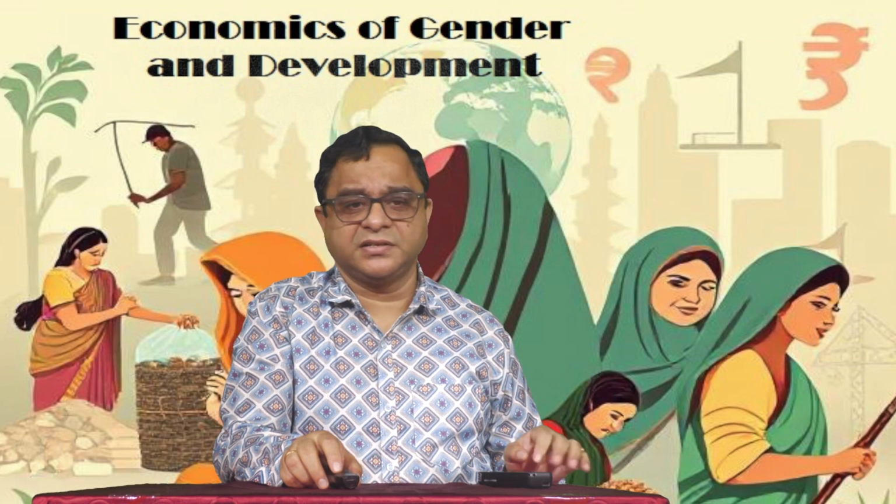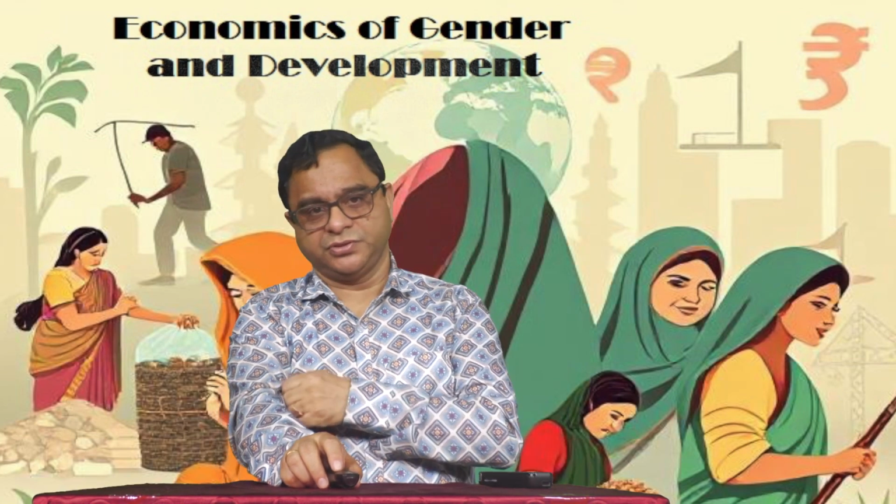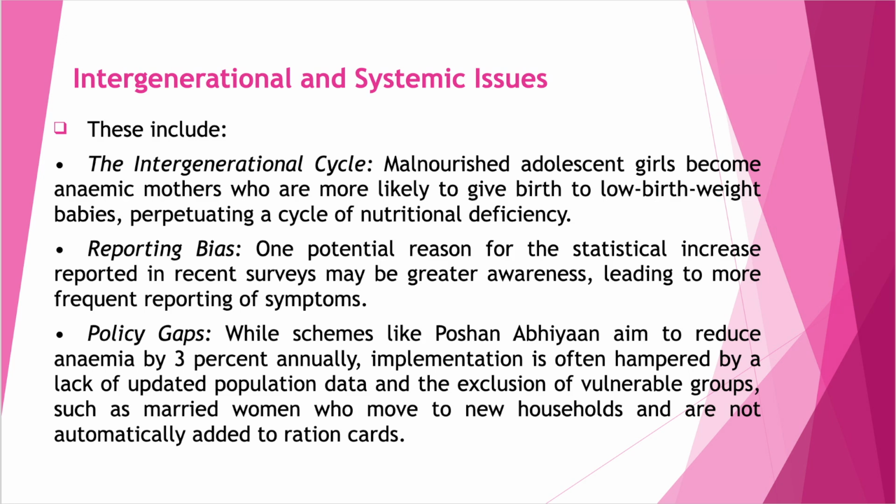And finally, there are certain intergenerational and systemic issues. These issues include the intergenerational cycle. Malnourished adolescent girls become anemic mothers who are more likely to give birth to low birth weight babies, perpetuating a cycle of nutritional deficiency. Then here also comes the issue of reporting bias. One potential reason for the statistical increase reported in recent surveys may be greater awareness, leading to more frequent reporting of symptoms.